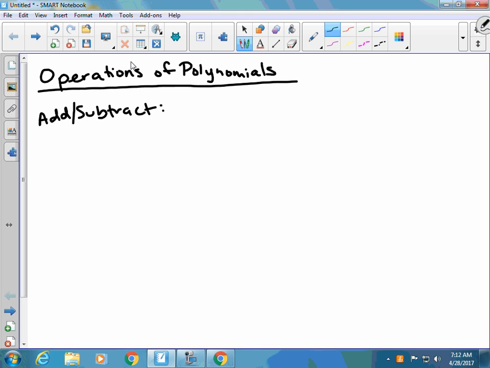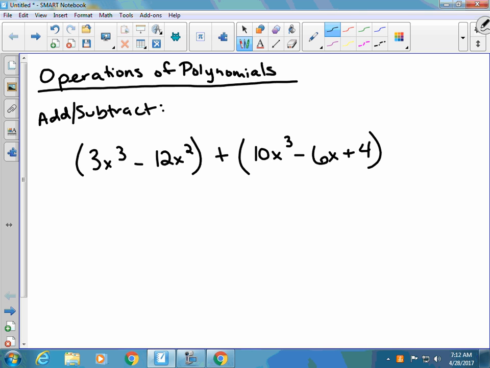So if we're adding and subtracting polynomials, let's say that I have 3x cubed minus 12x squared plus 10x cubed minus 6x plus 4. All right, so what you're doing when you're actually adding these polynomials, and the reason why there are parentheses here, is because you want to determine what is your specific polynomial. Sorry, having troubles with my words this morning.